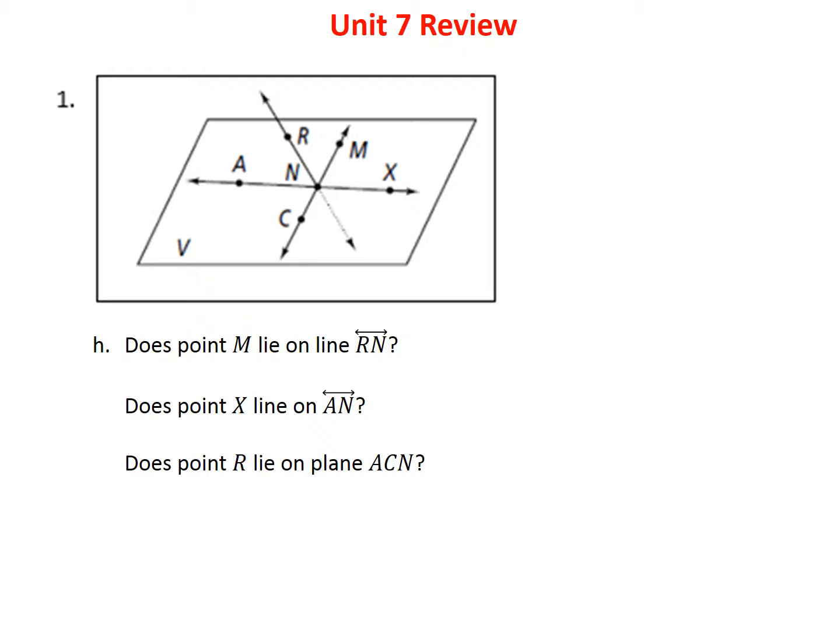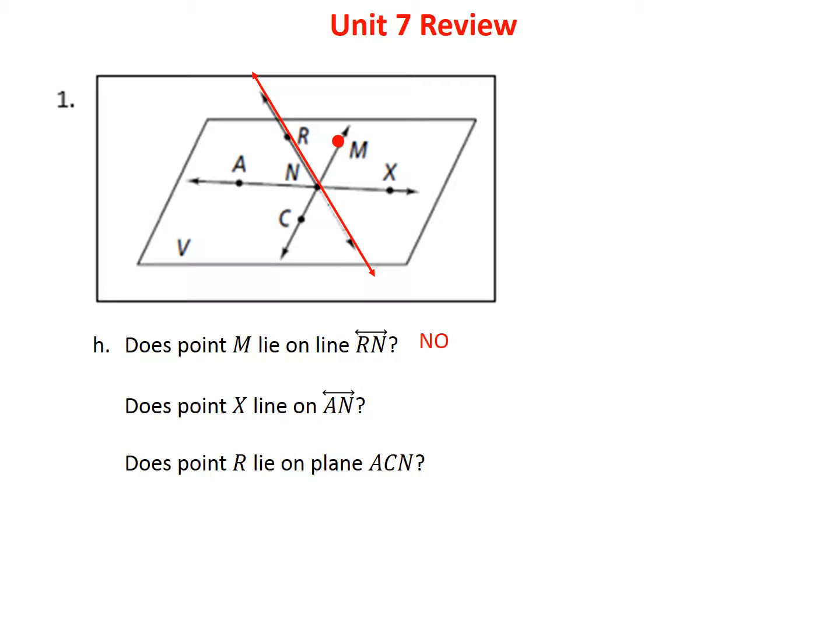Problem 1H asks us about the location of different elements related to other elements in the drawing. The first one says, does point M lie on the line RN? Well, there's point M, and the line RN is the line coming in, and as you notice, it's not going to go through point M. So the answer to that one would be no. Point M does not lie on RN.